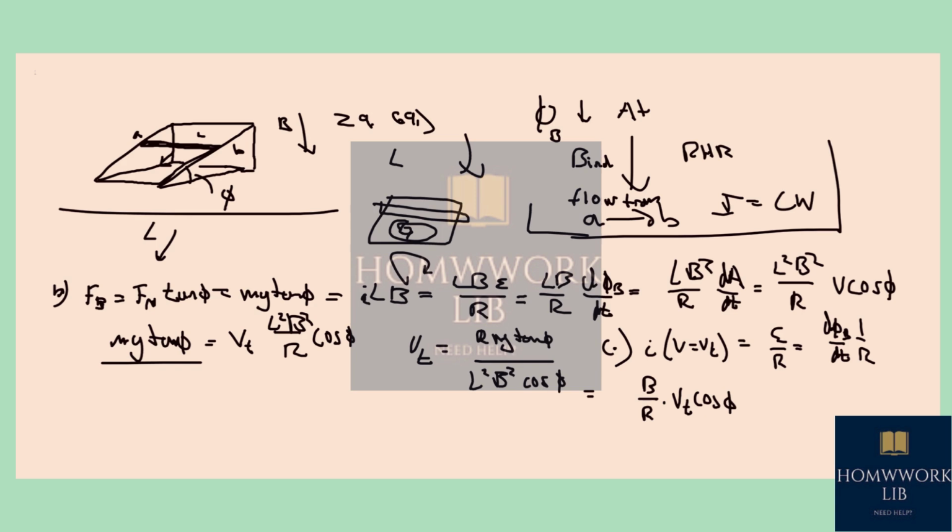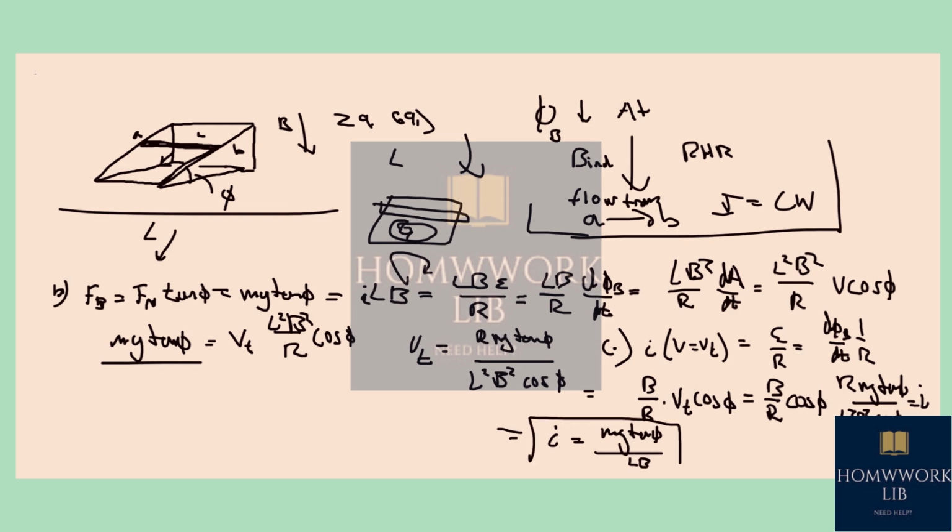So we can now plug in what the terminal speed is, and we're left with B over R cosine of phi times R mg tan phi over L squared B squared cos phi, and that all equals the current. Lastly, let's cancel some stuff out, and we see that we're left with mg tan phi all over LB. Awesome.